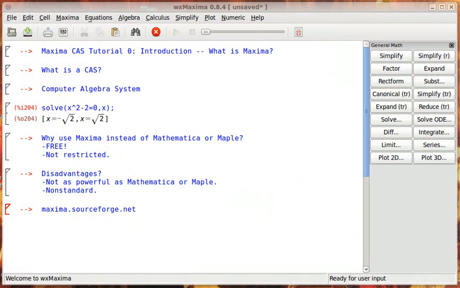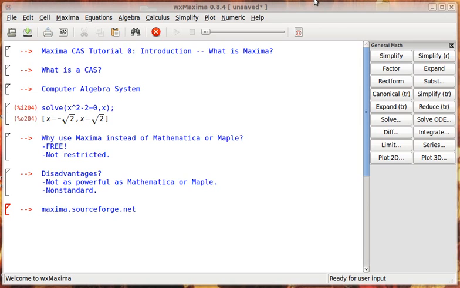If you're running a Debian-based Linux operating system like I am, you can also get it from the Synaptic Package Manager. And I wouldn't be surprised if it was also in repositories for non-Debian-based operating systems. And if you do get it from Synaptic, you'll also want to get the package wxMaxima.